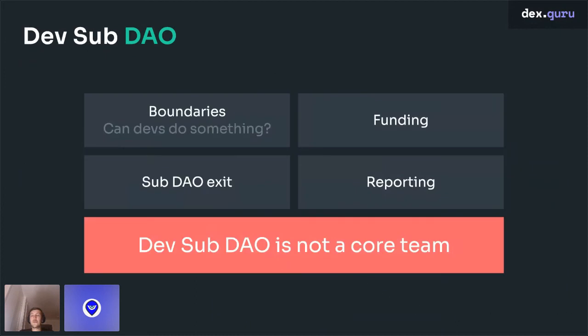But also we went further and transformed DexGuru team into sub-DAO called Dev Sub-DAO. As I previously said, we are not a core team and we don't want to make any community-wide decision on behalf of DAO. In one of the first proposals, we defined boundaries, what we're responsible for and what we are not. We're not taking responsibility for DAO decisions, only for DexGuru product development.